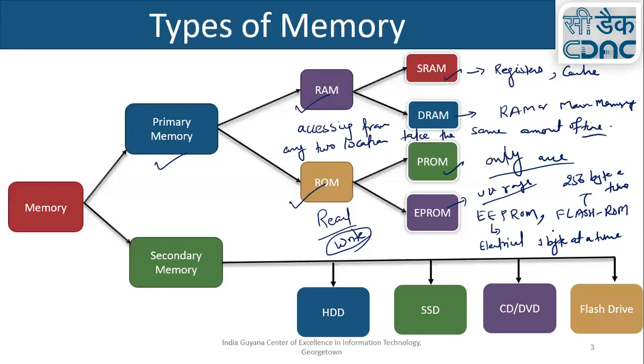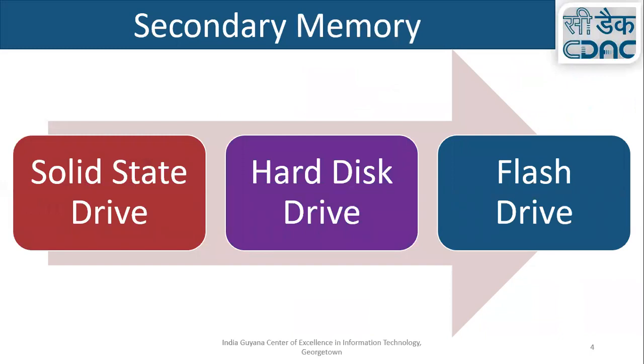So this is the revision for the previous class. Now, in today's class, we will discuss the hard disk, SSD drive, and flash drive. I'm going to skip the CD and DVD because they're outdated, although they are a kind of secondary memory. So the agenda for today is solid state drive, hard disk drive, and flash drive, and these three are secondary memory.